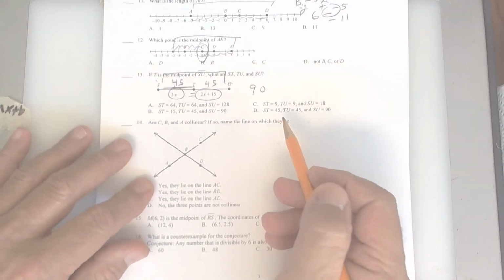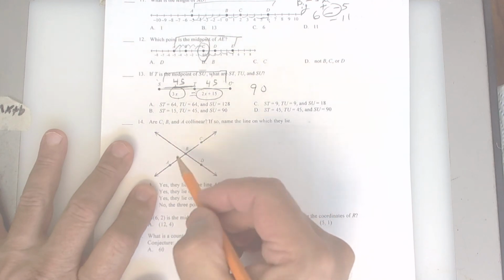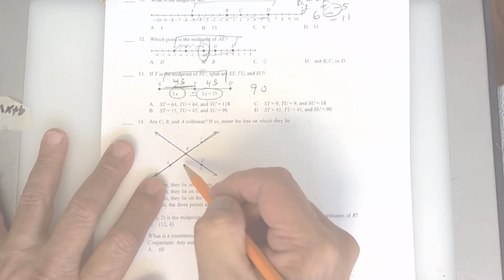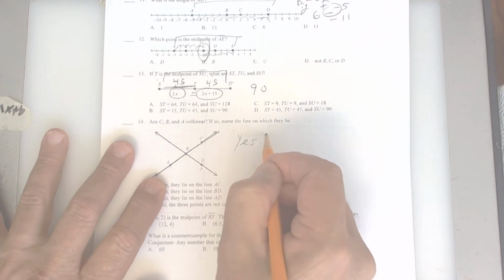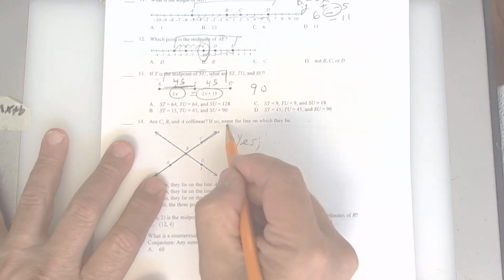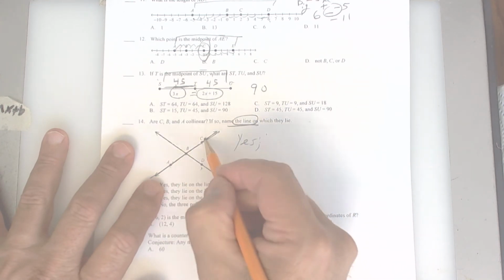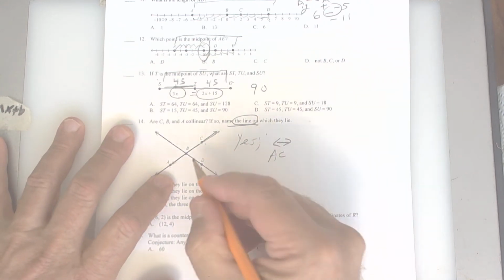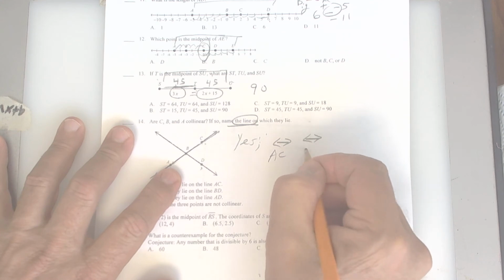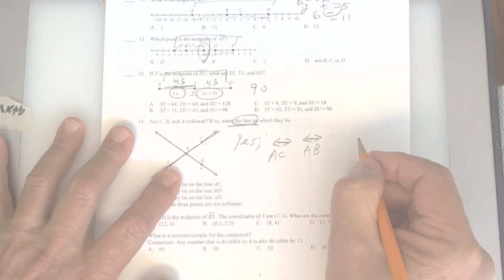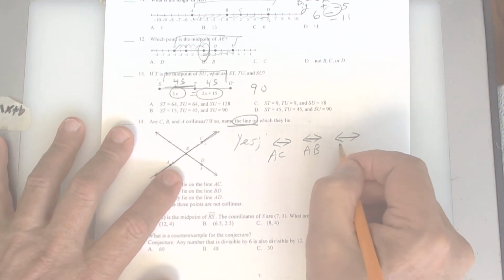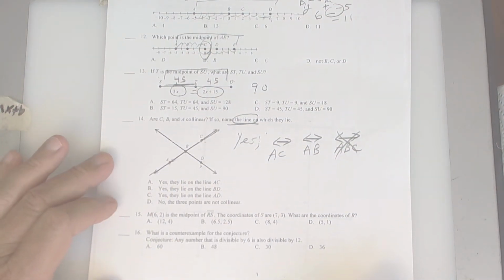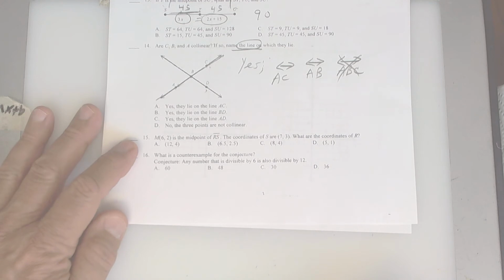Collinear means in a straight line. So ABC is in a straight line. D is not. So the answer is yes, they're collinear. And then you got to name the line. So this is line AC, okay, or line AB. There's a lot of ways to name it. But you would not name it line ABC. If you do line ABC, you're going to miss it. All right, we're almost done.